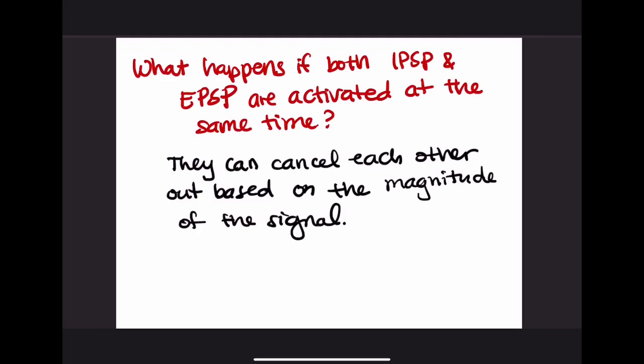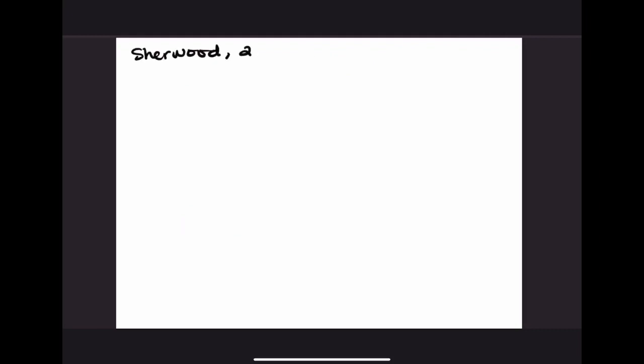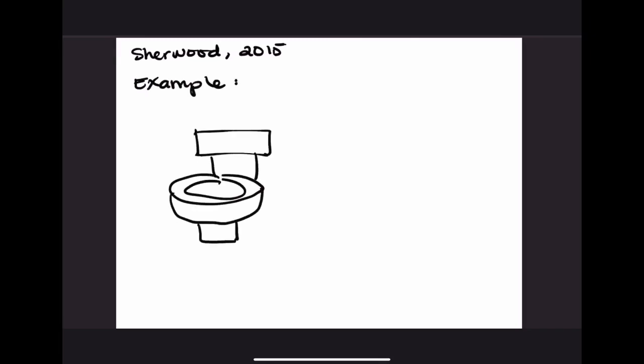Our textbook by Sherwood actually gives us a great example of how these two work together, or maybe even against each other. We've all experienced the need to go to the restroom when it's not a convenient time. Teachers experience this all the time. So this is where we see these postsynaptic potentials in play here.